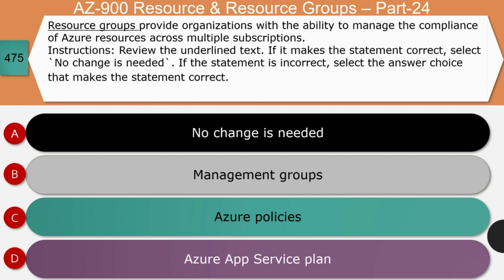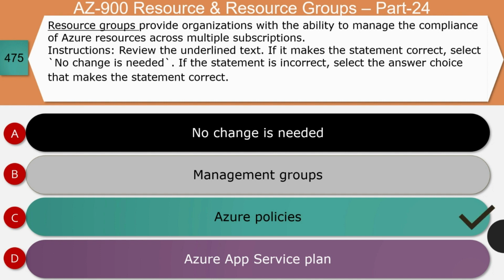Next question, there is an underlined word. Resource groups provide organization with the ability to manage compliance of Azure resources across multiple subscriptions. The word resource group is underlined here. The instructions are review the underlined text. If it makes statement correct, select no changes required. If the statement is not correct, select the answer choice that makes the statement correct. You have an option like no changes required, option B management group, option C Azure policies, option D Azure app service plan.